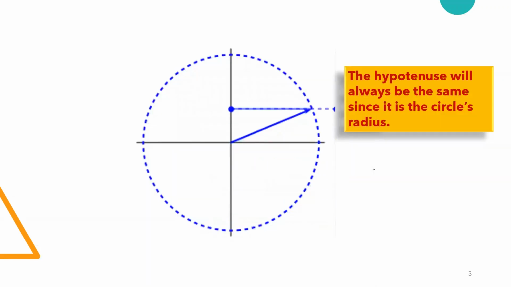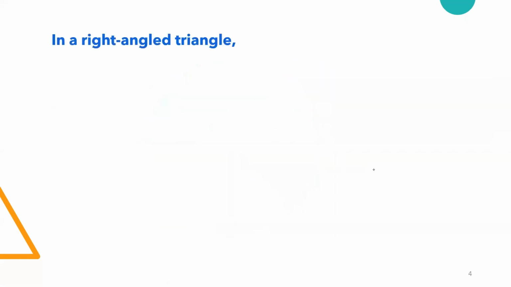As this angle grows, the hypotenuse will always be the same, since it is the radius of the circle. But the length of the legs changes depending on the angle. So to describe the precise relationship between these side lengths and this angle, we can use trigonometric functions. So we have three main functions in trigonometry. They are sine, cosine, and tangent.